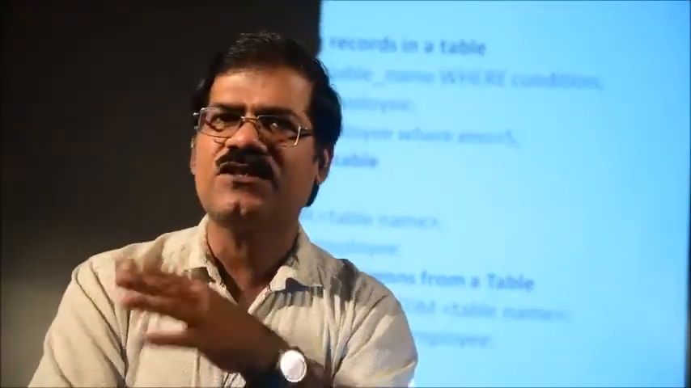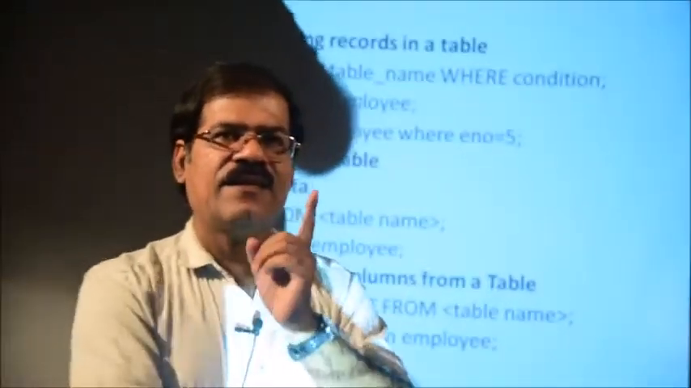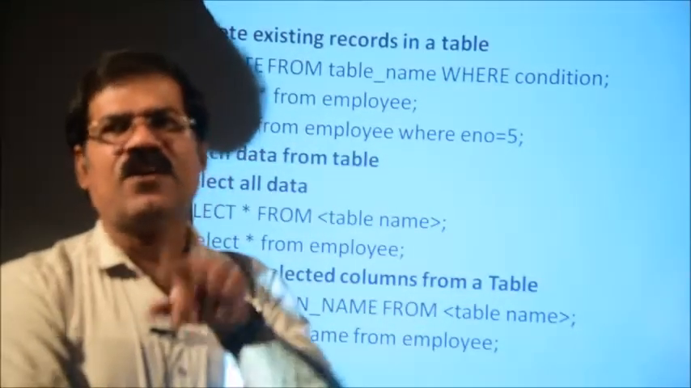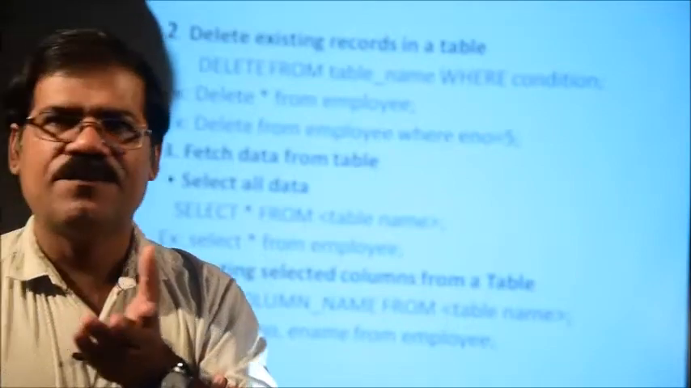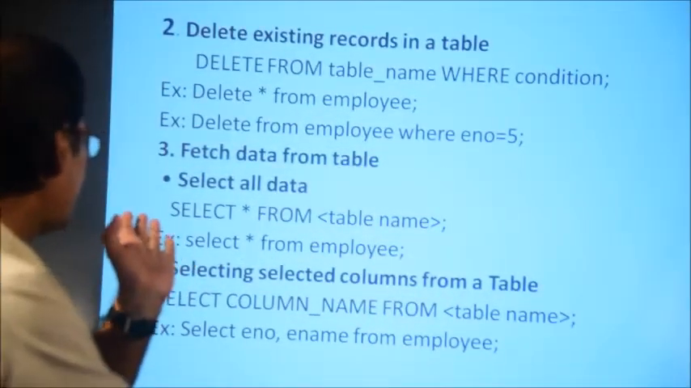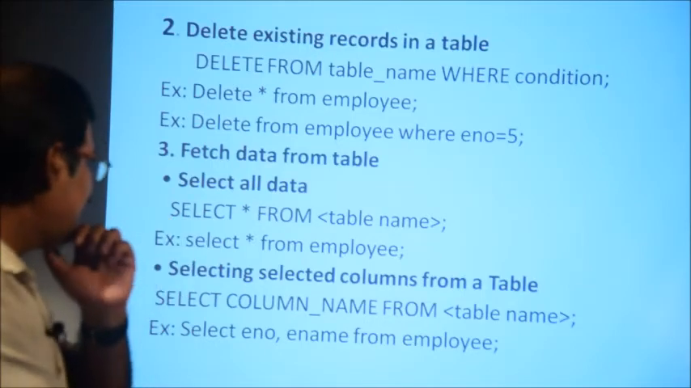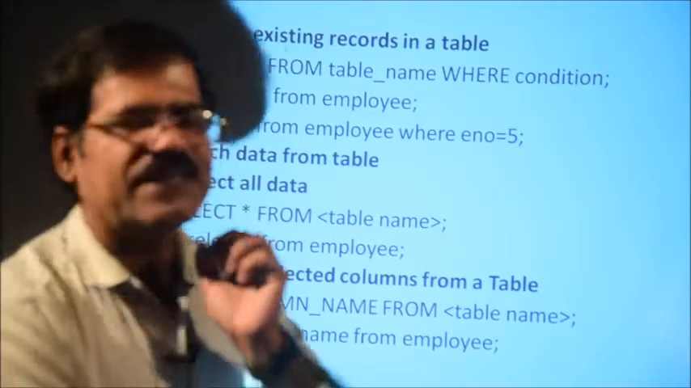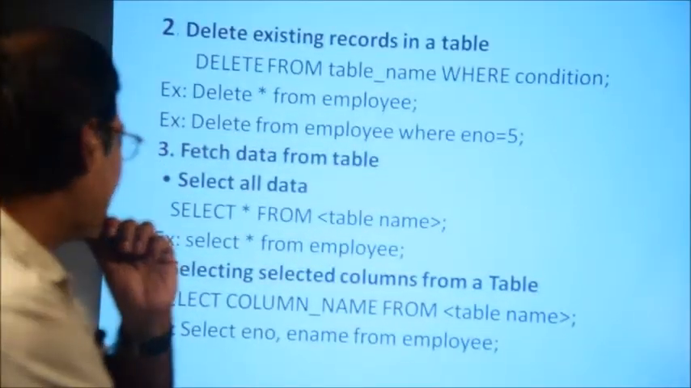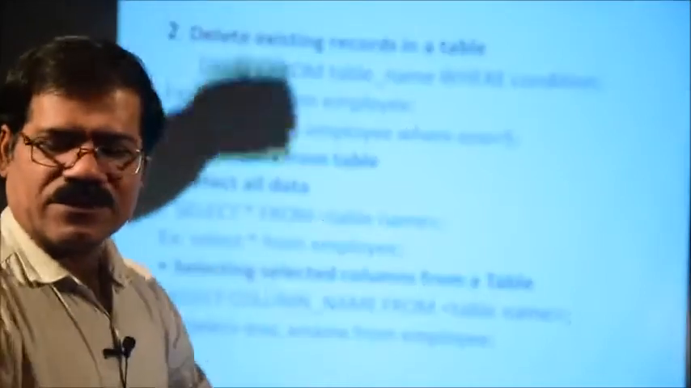So what do you write? Select, which column is required? Select employee name comma salary. These 2 fields are required from which table? From the table named employee. Here it is written select employee number, employee name from employee. That means only these 2 fields are selected from the table and displayed on your computer screen, not all the fields, only 2 fields or 2 columns.